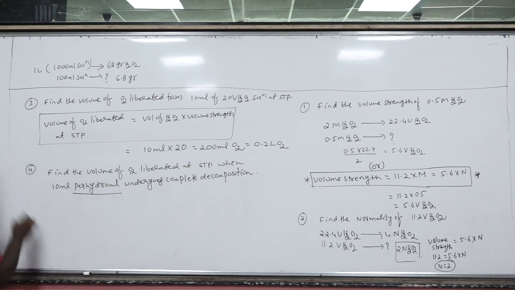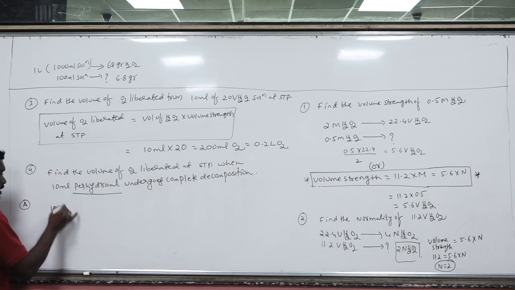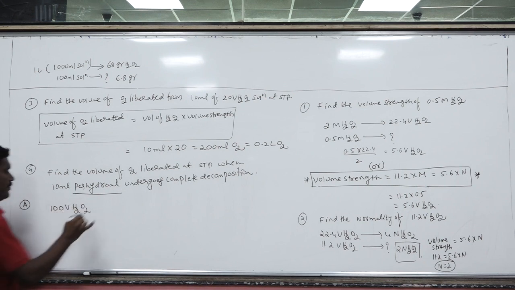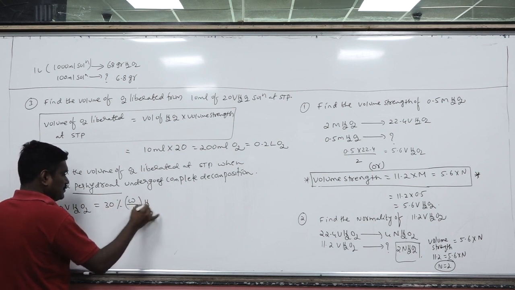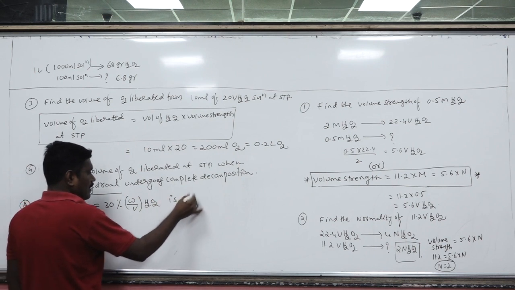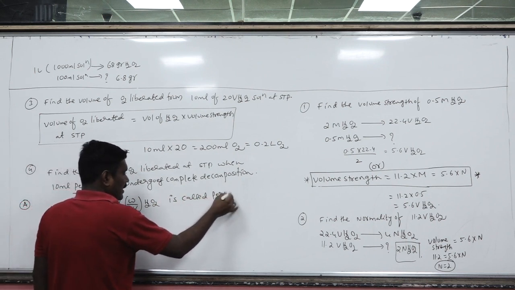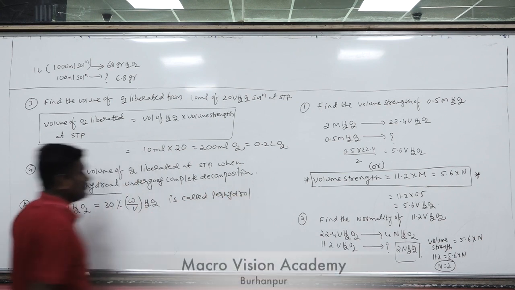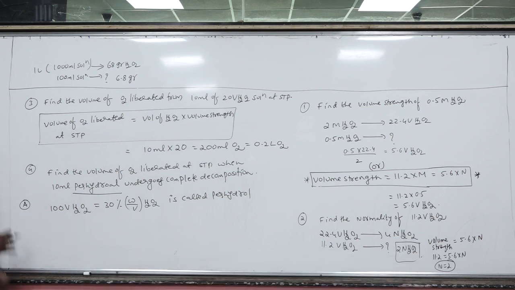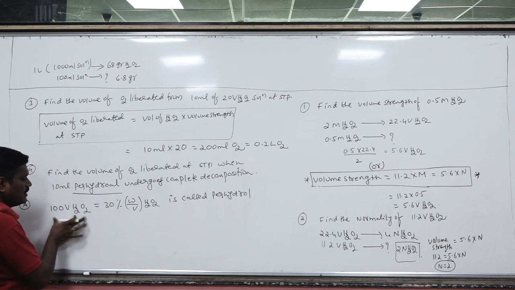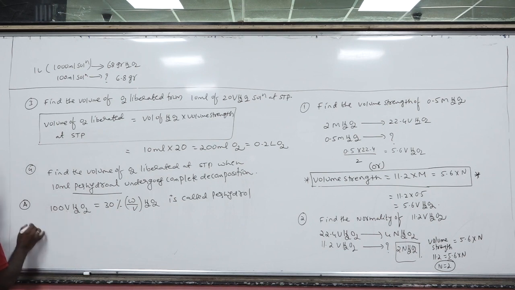What is the meaning of perhydrol? First of all, 100 volume strength of H2O2, or nearly 30% W by V H2O2, is called perhydrol. This is very important. 100 volume strength of H2O2 or nearly 30% W by V H2O2 solution is represented as perhydrol. So perhydrol means what is the volume strength of H2O2? 100 volume. Okay, now direct formula is there.